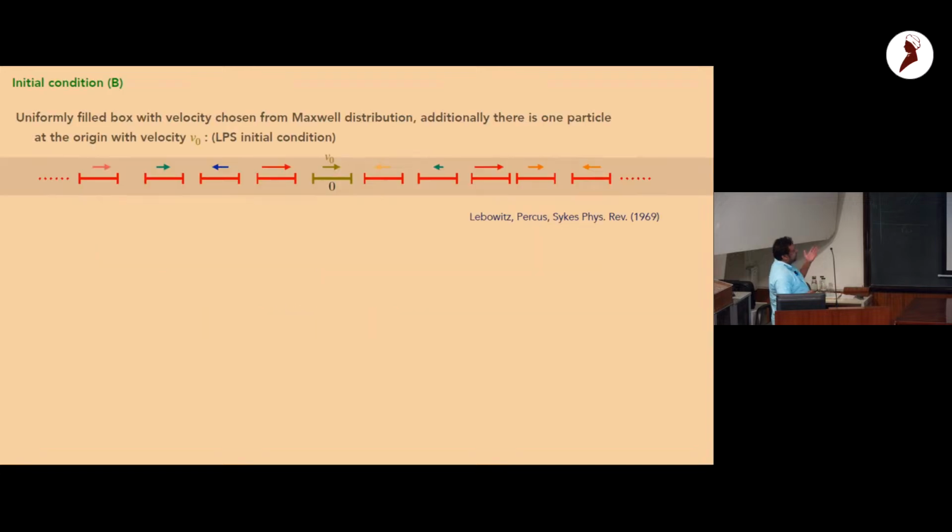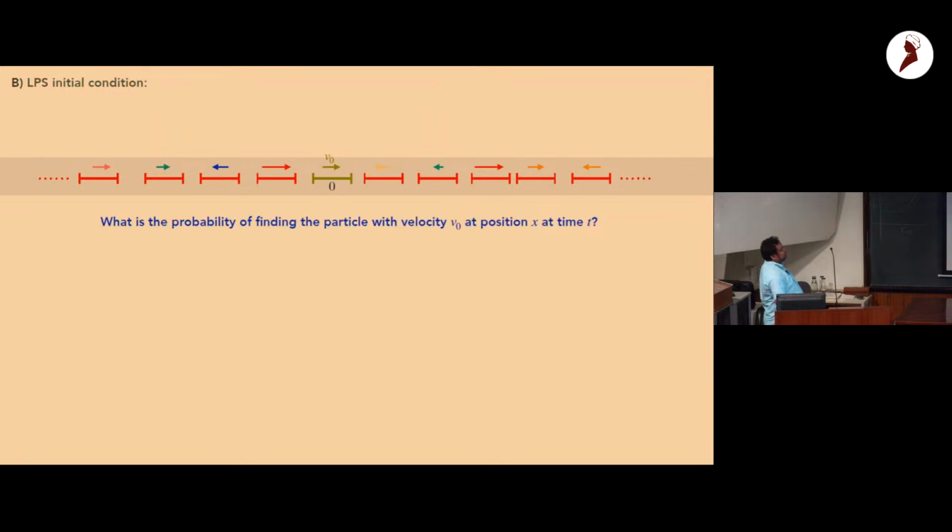So we look at a different initial condition, and this is a condition that Tidib was asking. So we fill the box uniformly, and the velocities are chosen from a Maxwell distribution, except that there is a special particle at 0, and we want to ask what is the probability of finding this particle at some position x at time t. So this is like a tracer particle, and what is the answer?